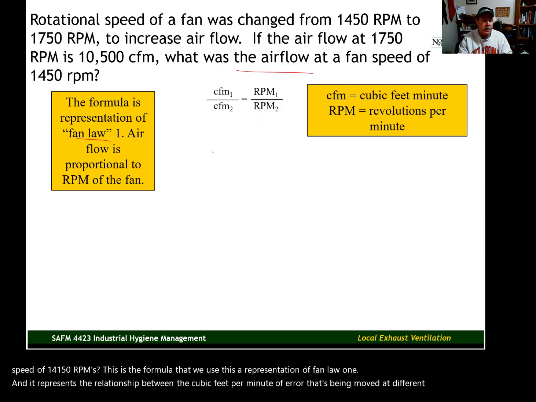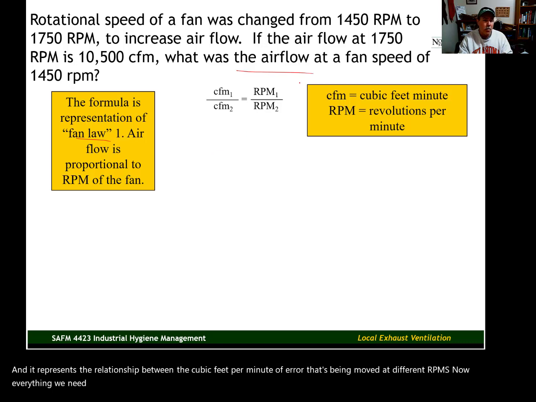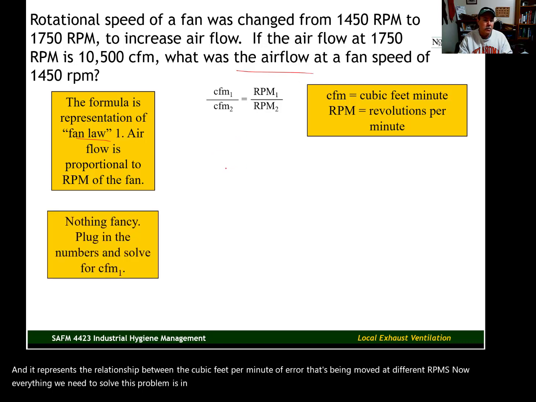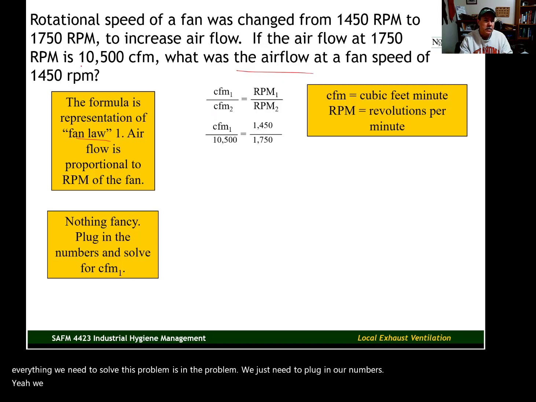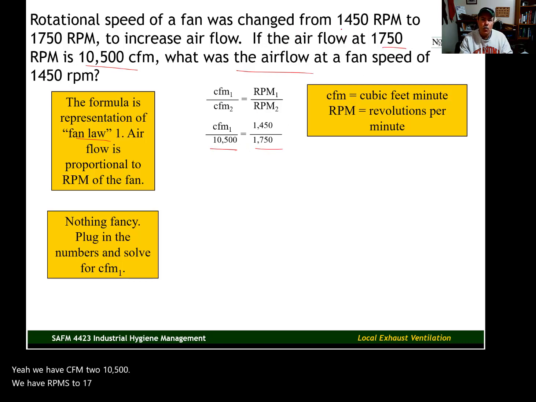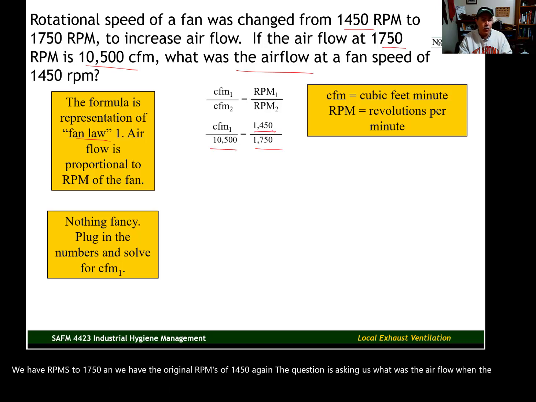Now, everything we need to solve this problem is in the problem. We just need to plug in our numbers. Again, we have CFM2, 10,500. We have RPMs2, 1750. And we have the original RPMs of 1,450. Again, the question is asking us, what was the airflow when the fan was spinning at 1,450 revolutions per minute?